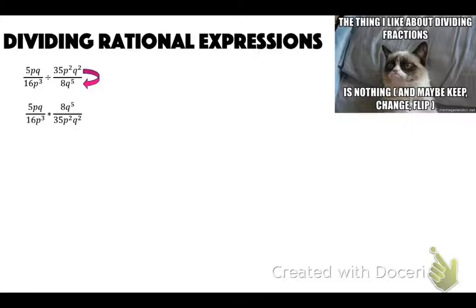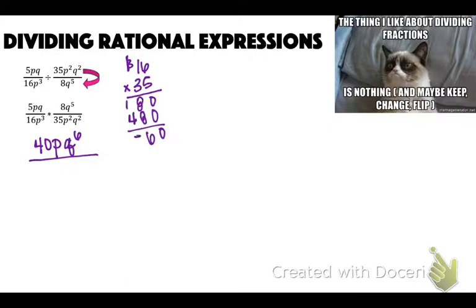So 5 times 8 is 40. And then q times q to the 5th is q to the 6th. And then 16 times 35. Well, these are hard. Okay, so 16 times 35. Well, 5 times 6 is 30, 5 times 1 is 5. That's 8. 3 times 6 is 18, 3 times 1 is 3. So that would be 4. So it's 560. And then we have p to the 5th and q squared.